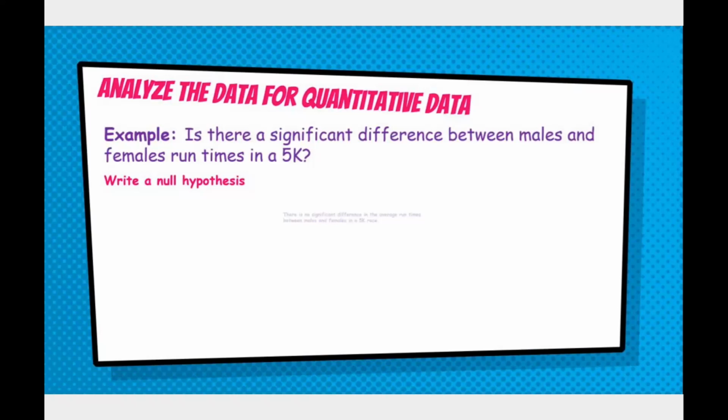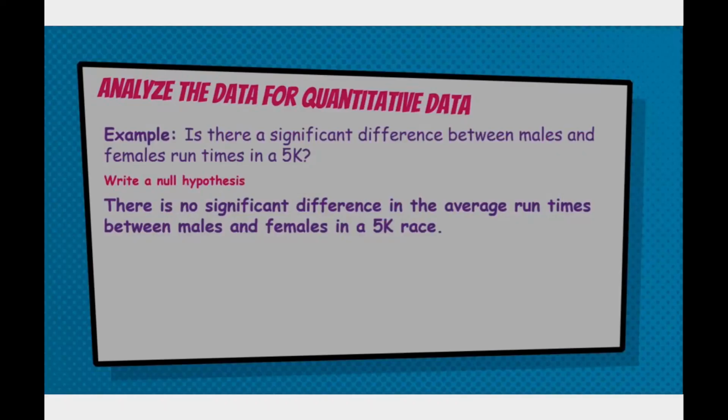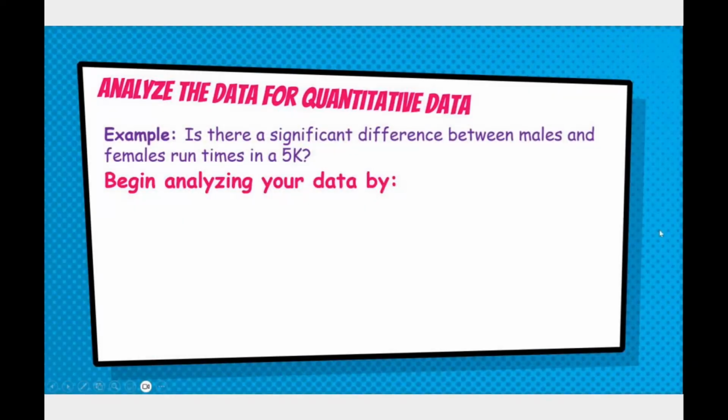Here's an example of a quantitative research question: is there a significant difference between males' and females' run times in a 5K? So what would a null hypothesis be for this? Remember, a null assumes there is no difference. So we might say there is no difference in the average run times between males and females in a 5K race. This has nothing to do with what you actually think. This is the null hypothesis.